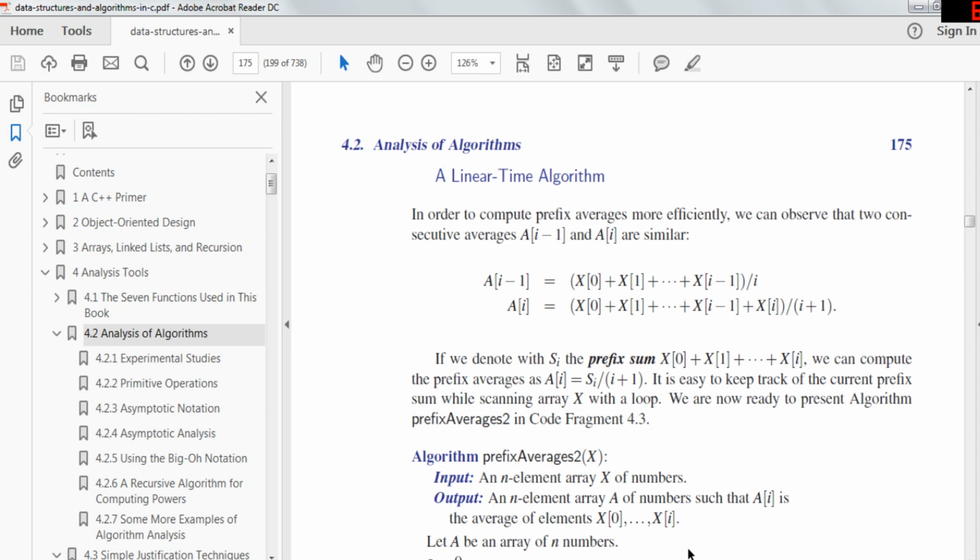Okay, so now we're going to try to do it linearly. In order to compute the prefix averages more efficiently, we observe that two consecutive averages are similar. A of i.